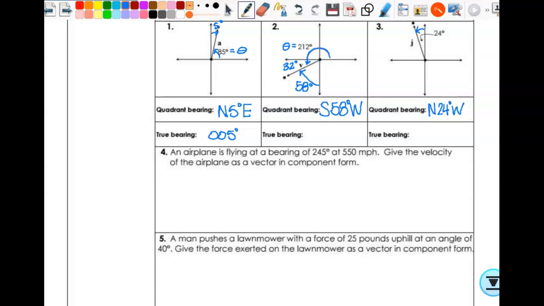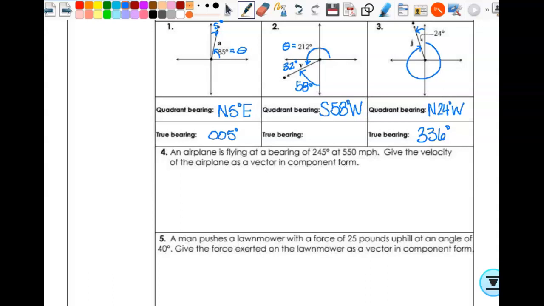True bearing, oh, I didn't do the true bearing on this one. Well, let's finish number 3 and I'll go back to number 2, sorry. We're going to start here and go all the way around. So we almost went 360, right? We just didn't make it 24 degrees. So if I do 360 minus 24, then I'll be good. What is that? 336. Okay, now let me go back and finish number 2.